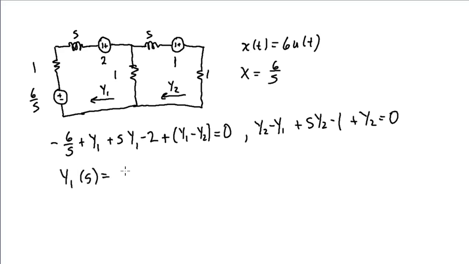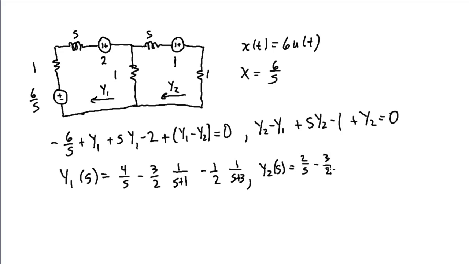But Y1 of S then becomes 4 over S minus 3 halves 1 over S plus 1 minus 1/2 over 1 over S plus 3. So this is in the partial fraction expanded form. And then for Y2 of S, we get 2 over S minus 3 halves 1 over S plus 1 plus 1/2 1 over S plus 3.